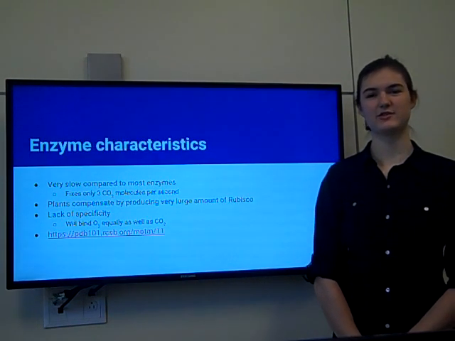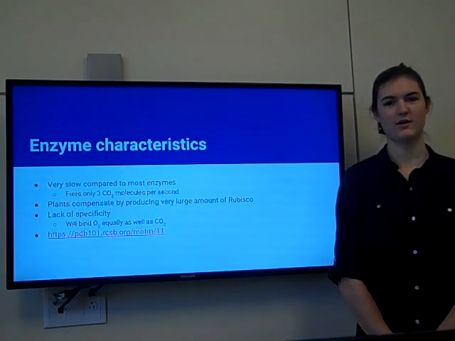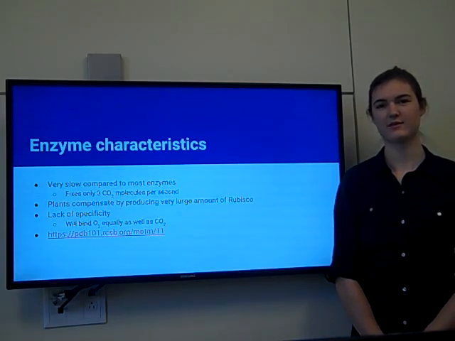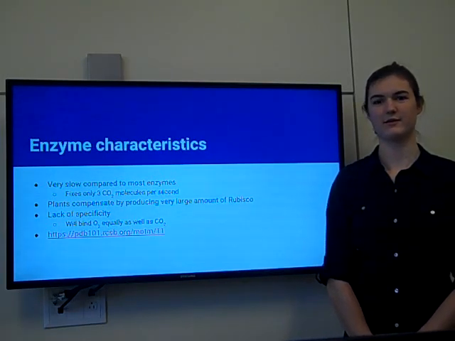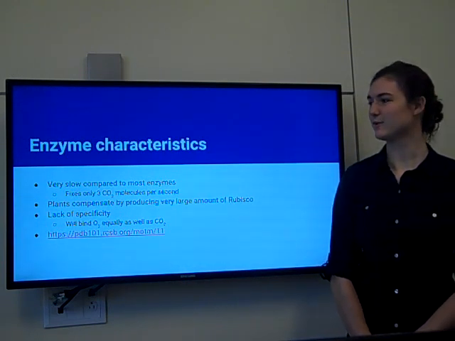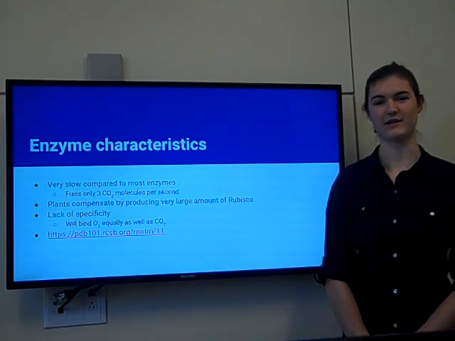Rubisco has some interesting characteristics that set it apart from most other enzymes. For example, it's very slow. While most enzymes react at a rate of about 1,000 substrates a second, Rubisco can only process 3 carbon dioxide molecules per second.